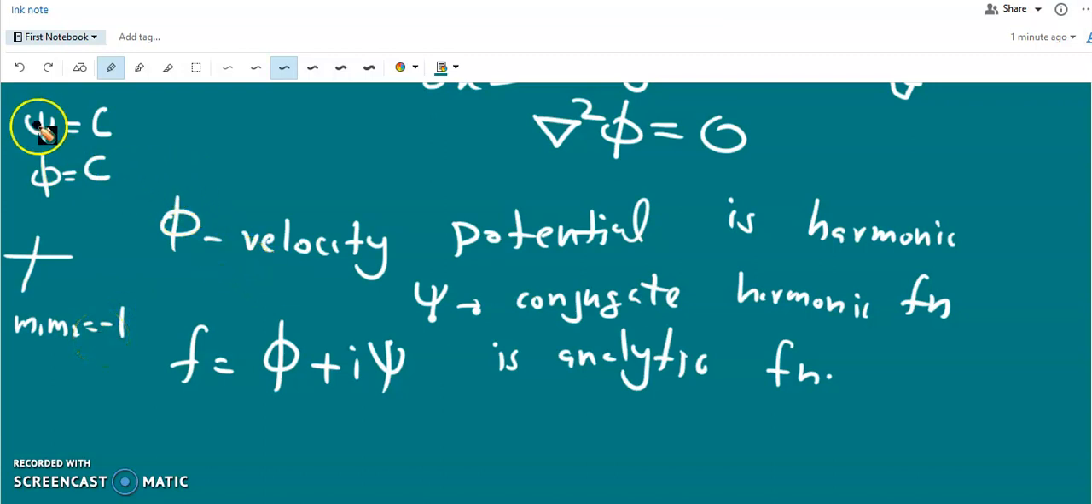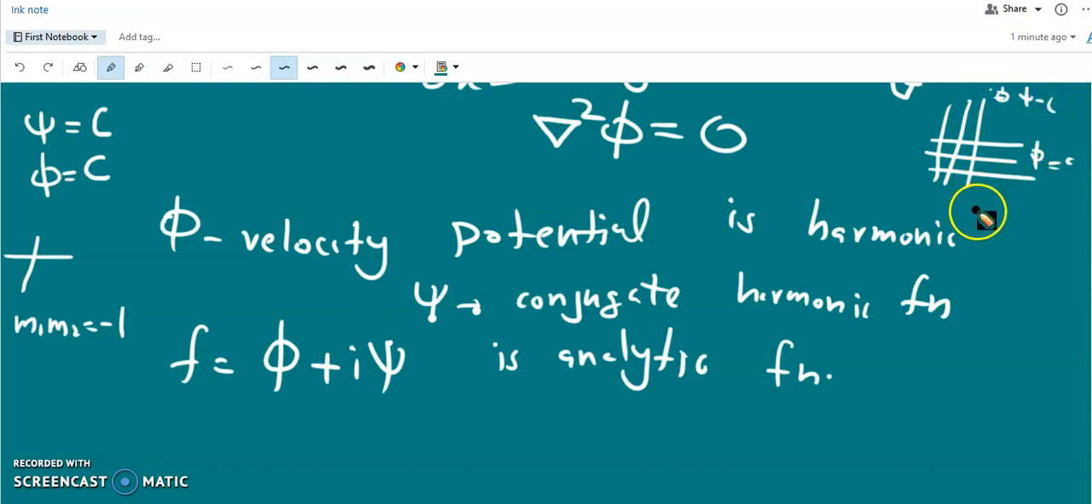So suppose we have a family of curves phi equal to constant and then the family of curves psi equal to constant. They will intersect at right angles. They are mutually perpendicular to each other.